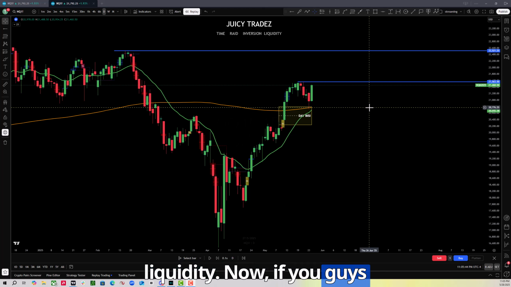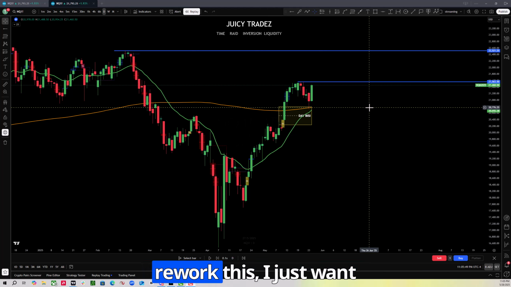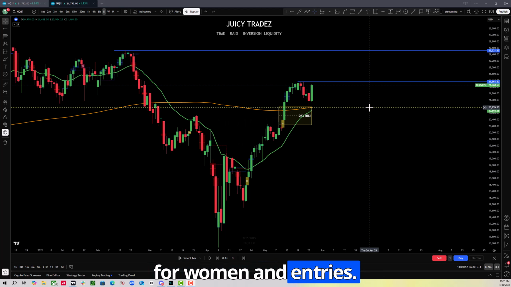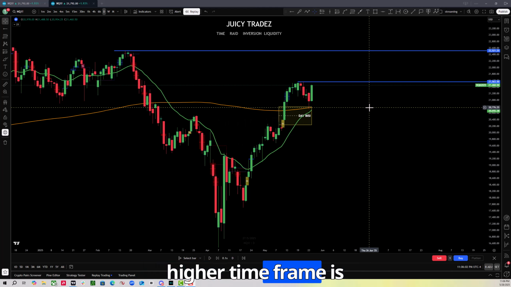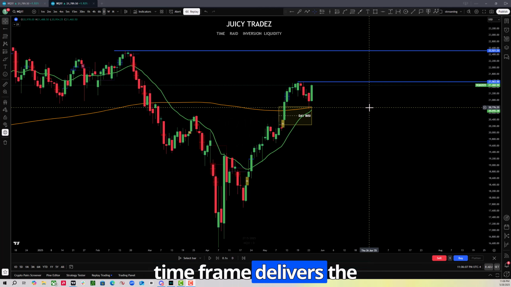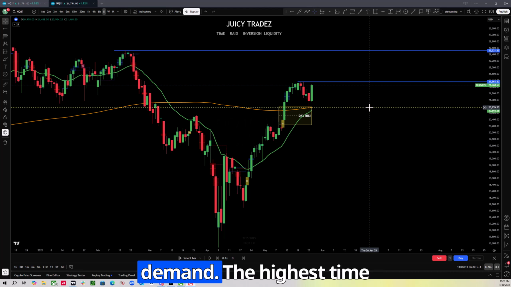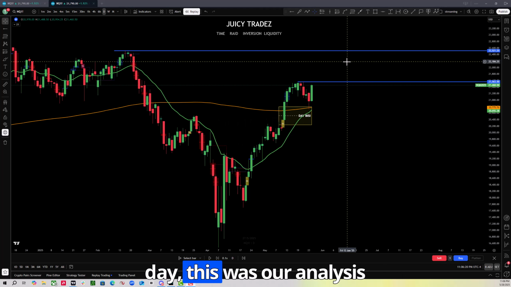Now, if you guys are on the outside and not inside of the Discord, either our paid or our free community, and you're trying to rework this, I just want you to realize that the TRIL model is only for 1 minute entries. The lower time frame without the context of the higher time frame is nothing. In fact, the lower time frame delivers the objective of the higher time frame. So always remember that, whether it's TRIL, ICT, supply and demand, the highest time frame narrative is where you need to have your focus. So coming into today, this was our analysis here.